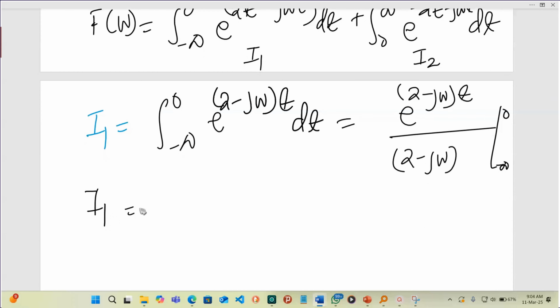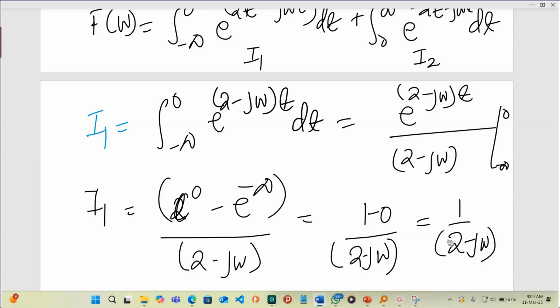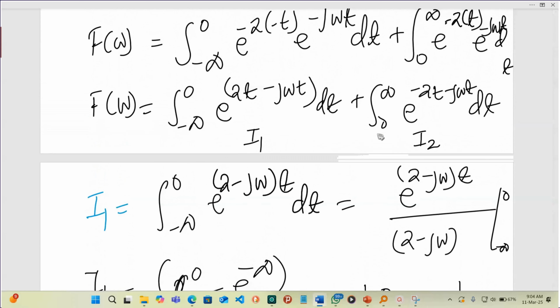So this I1 will become exponential power 0 minus exponential of negative infinity, because this is going to be very big when you multiply it by infinity, divided by 2 minus j omega. This becomes 1 and this becomes 0. So 1 minus 0 out of 2 minus j omega. So this becomes 1 out of 2 minus j omega. So that is I1.